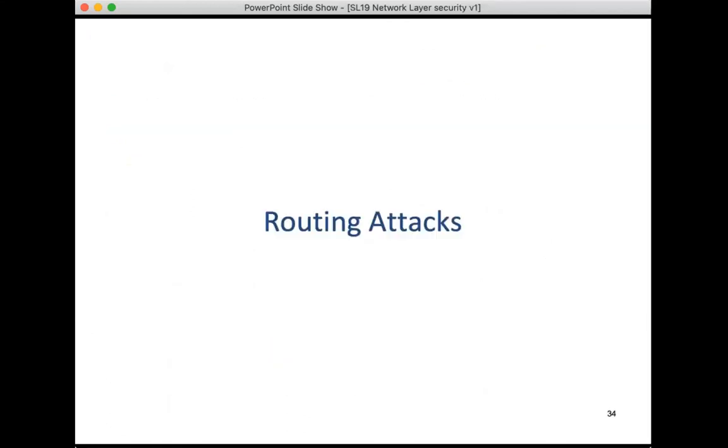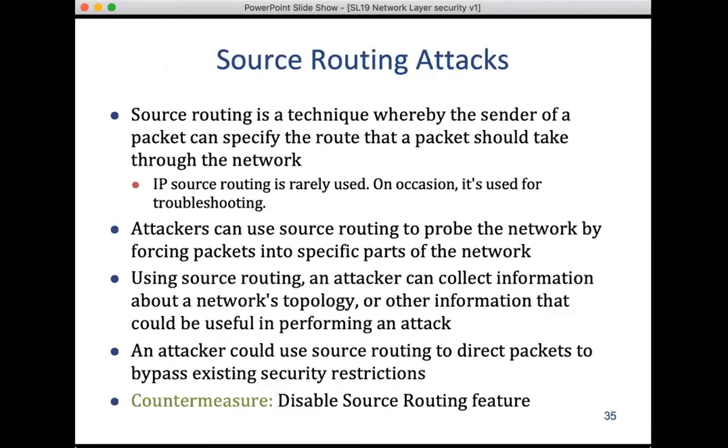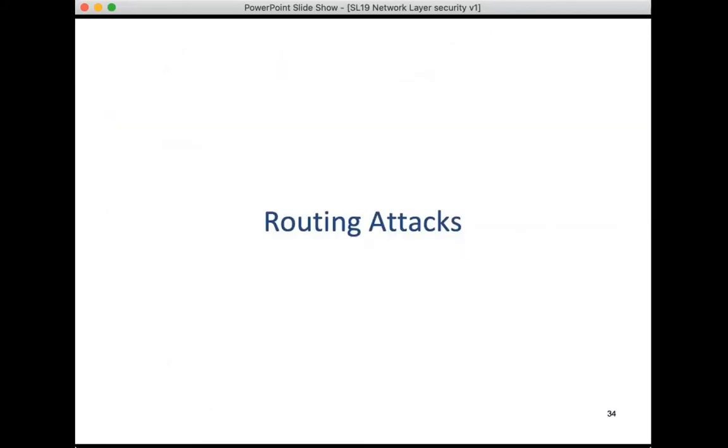Okay, now we'll study routing attacks, right? I will request you to read something about link state routing and distance vector routing on your own, because those 2 protocols are very interesting. However, today we will not discuss these, because each protocol will take at least 1 hour for a good explanation.